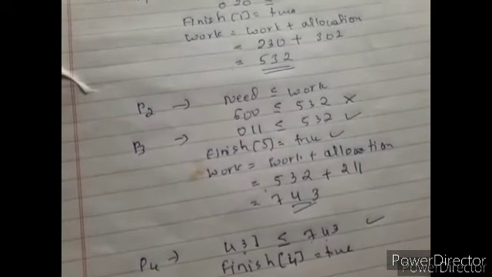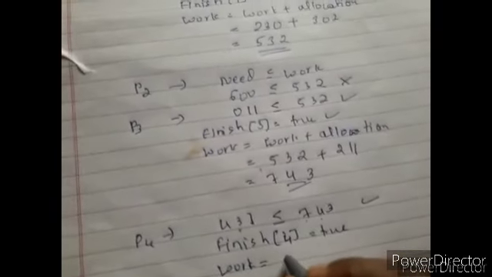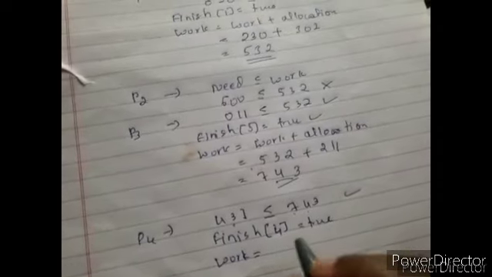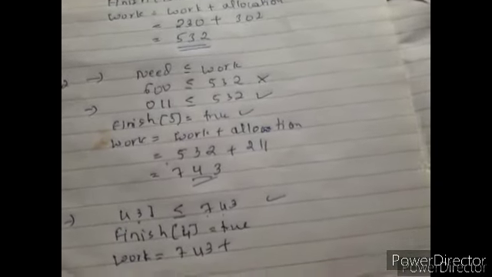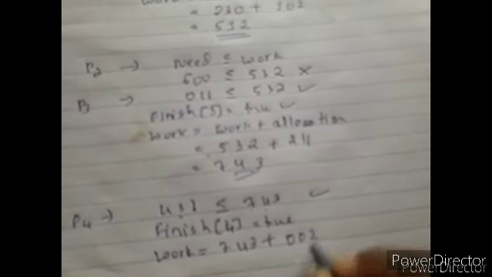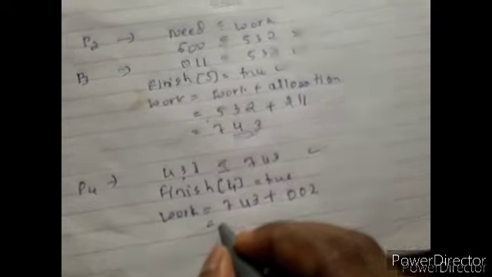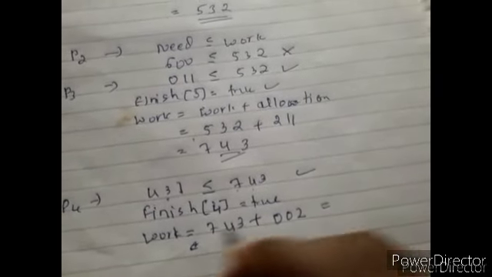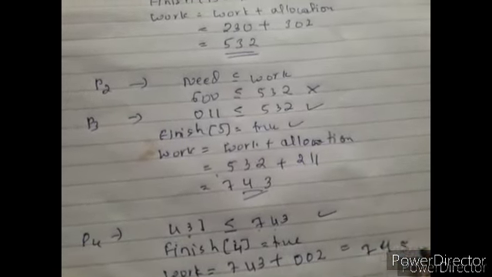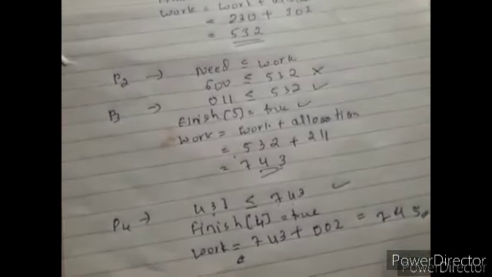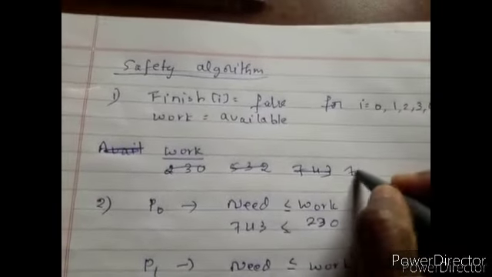Then we'll update the work value. Work is equal to work plus allocation. What is the work value? So work is 7 4 3 plus the allocation value. What is allocation of process P4? It is 0 0 2. Okay, you'll get the answer. 7 plus 0 is 7, 4 plus 0 is 4 and 3 plus 2 is 5. So 7 4 5 we will get. So now work is updated, 7 4 5.